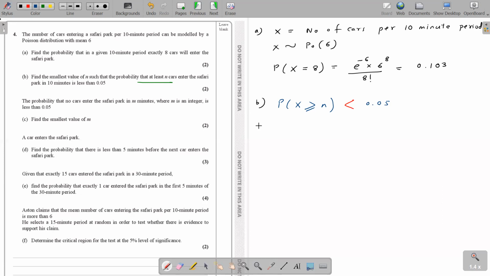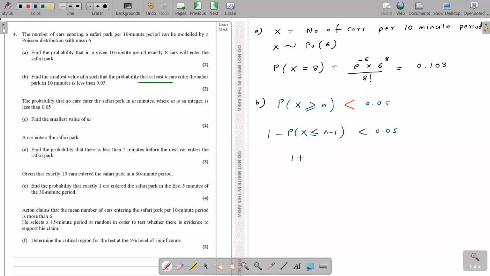So first thing you do here is we can't work with greater than. We need to work with cumulative probabilities. Convert it to less than. So 1 minus probability x is less than or equal to what? When you have greater than or equal to n, this should be less than or equal to. Will it be n? What do you get here? N minus 1, right? Because if you have greater than or equal, then the less than should be 1 below that. So 1 minus the probability x less than or equal to n minus 1 is less than 0.05.